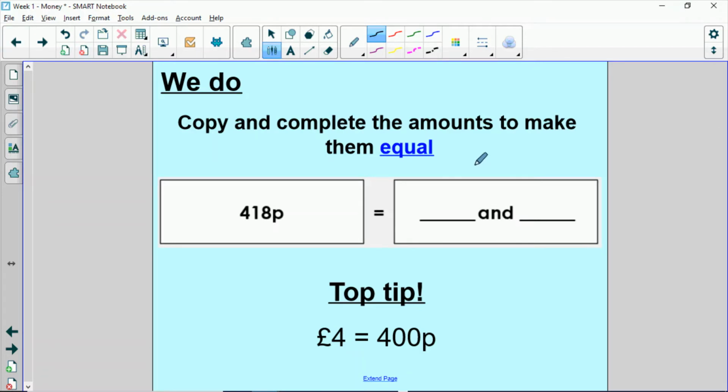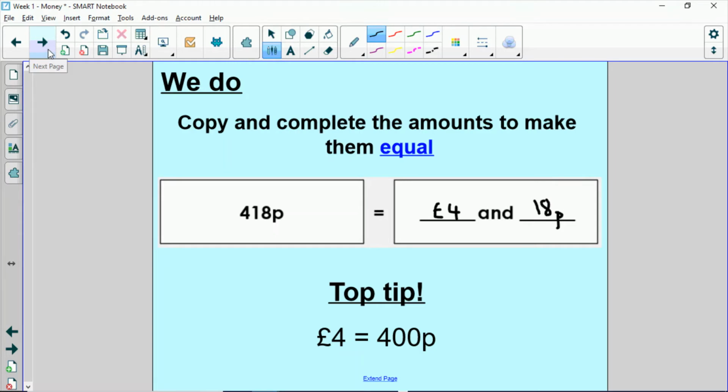Okay, let's go through the answers then. So using our top tip, we know straight away that we've got £4, because that's the 400 pence. If I look back at my number, I then know that we've still got 18 pence, so I can write 18p. Give yourself a tick for £4 and 18 pence.